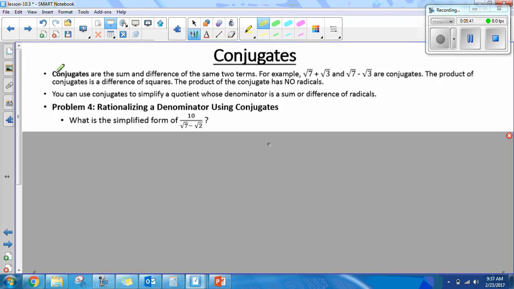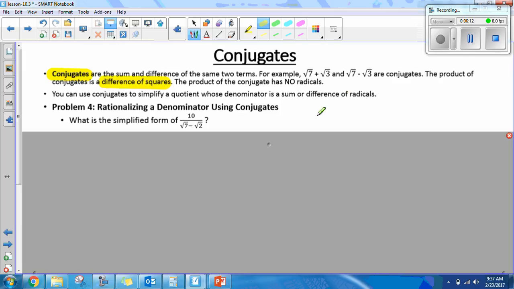Conjugates. Conjugates are the sum and difference of the same two terms. For example, radical 7 plus radical 3 and radical 7 minus radical 3 are conjugates. The product of conjugates is a difference of squares. The product of the conjugates has no radicals. You can use conjugates to simplify a quotient whose denominator is a sum or difference of radicals.